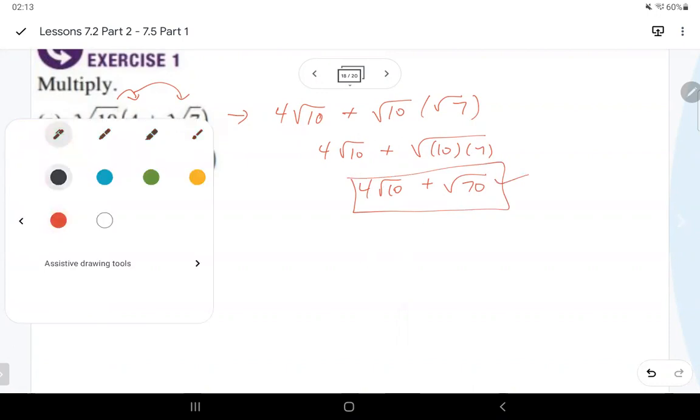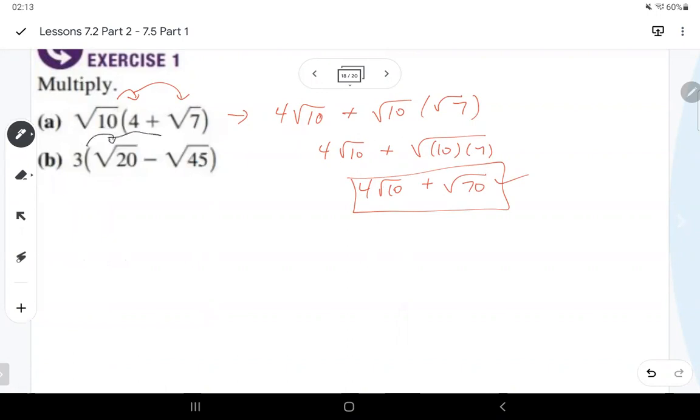Okay. Next one, we're going to take the 3 in. So we will have 3 square root of 20 minus 3 square root of 45. I'll write that a little bit neater. And what you need to realize with the square roots here is that we have some perfect squares within them. So for instance, 20 is made up of 4 times 5, so 2 squared times 5, minus 3 times 3 squared, which is 9, times 5. The radicals are going to end up matching.